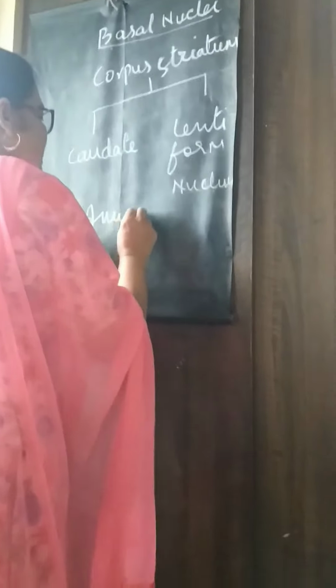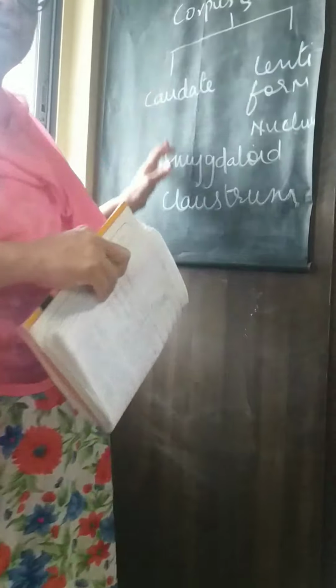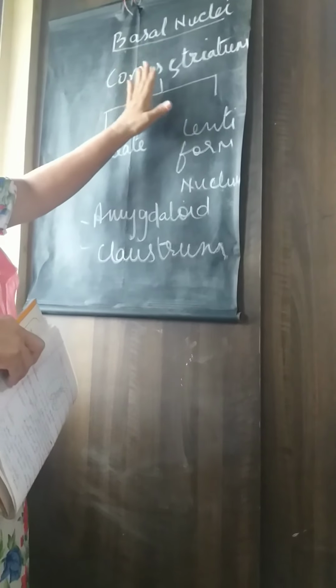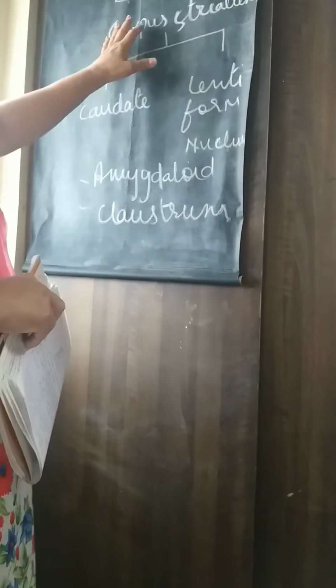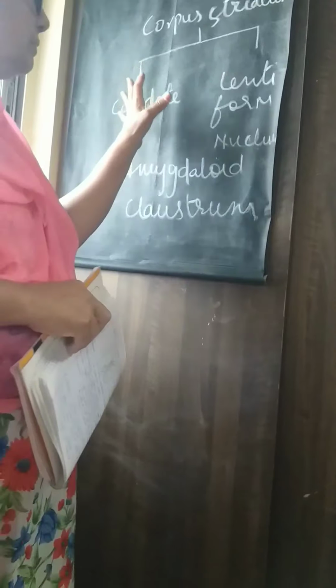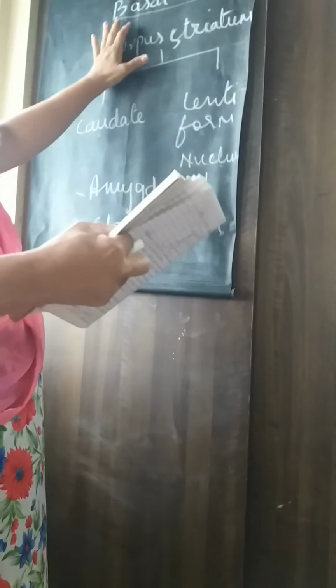In addition to this, you have the amygdaloid body and the claustrum. So these are the parts of the basal nuclei. The basal nuclei consist of the corpus striatum, amygdaloid body, and the claustrum. The corpus striatum is further divided into caudate nucleus and the lentiform nucleus, which we shall see individually. Okay. So these are the parts of the basal nucleus.